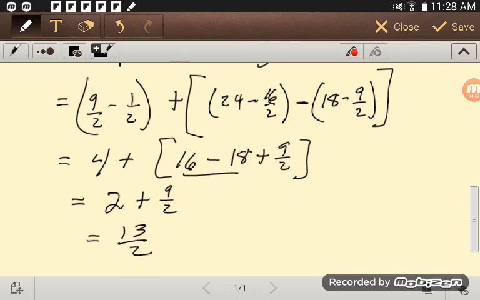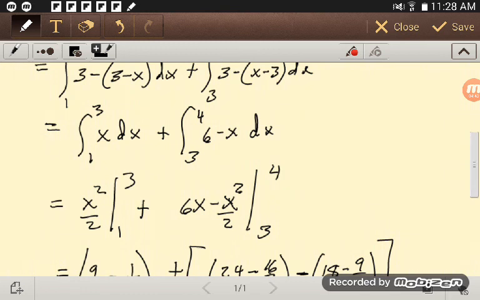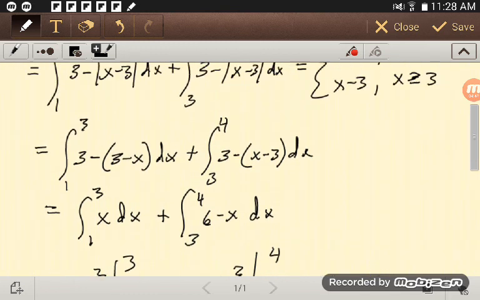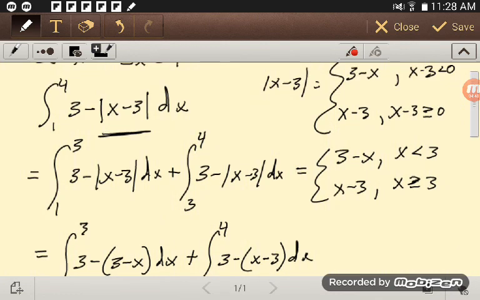Okay, so the big thing there is to work with those absolute values to get that problem right. So, okay, that was number 24.